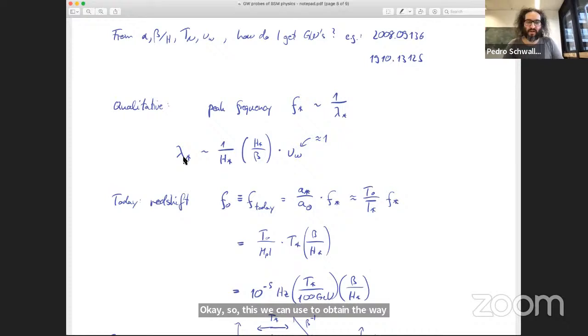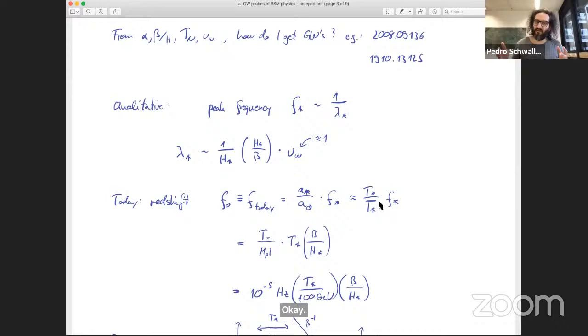And then, as I said before, gravitational waves simply propagate, so nothing else happens to them. All that happens to any kind of radiation in the early universe is that it's redshifted. As the universe expands, it will also stretch the wavelengths of these gravitational waves. And we can obtain this redshift factor by multiplying the frequency at the time of emission with the ratio of the scale factor at the time of emission to the scale factor today. And this is more or less related to the ratio of temperatures. Okay, so it's relatively easy.